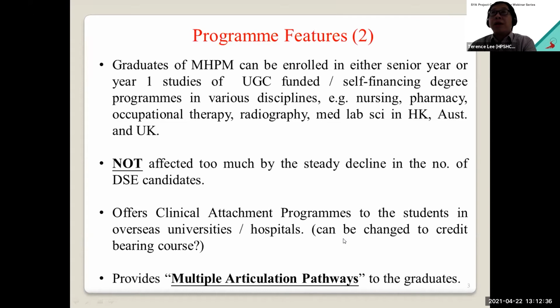So I'm thinking whether we can change it to a credit-bearing course, because we cannot find the training place in Hong Kong, so we send the student to overseas universities in Taiwan and Australia. So I'm thinking whether it could be changed to a credit-bearing course and be accepted for credit transfer by the nursing degree program in the future, because the nursing degree program offers a lot of placement courses.